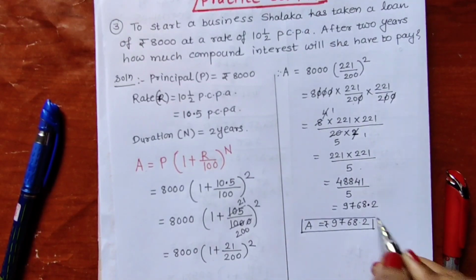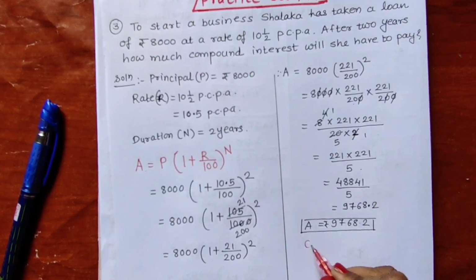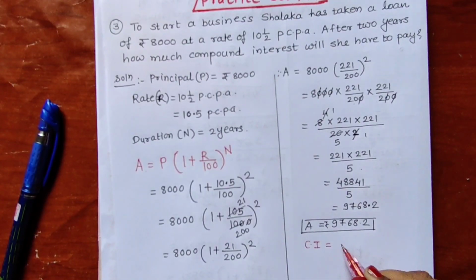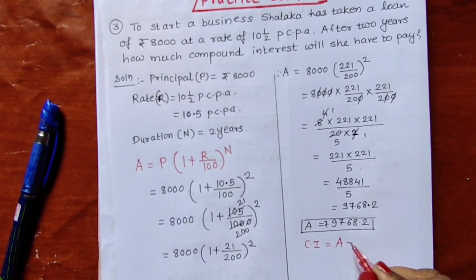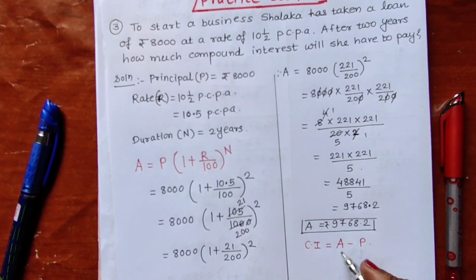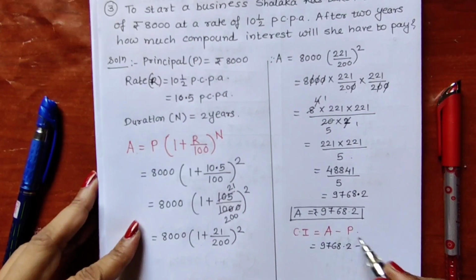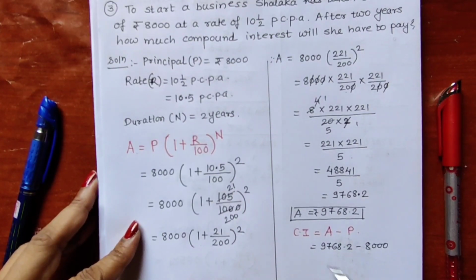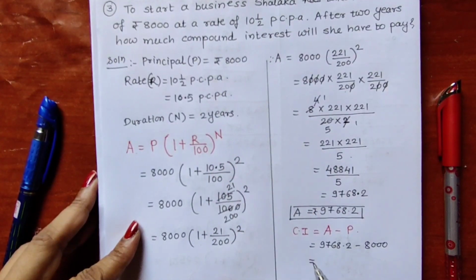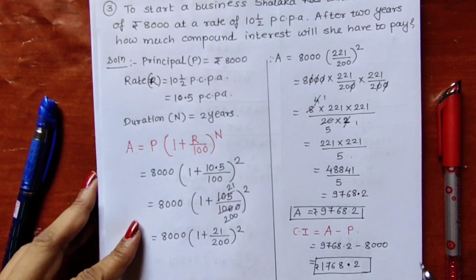Okay. Now we have to find out the compound interest. We all know the formula for compound interest. So write compound interest, or only interest we can write, is equal to amount minus principal. So the amount we just now got, 9768.2, minus principal 8000. So now 0.2 as it is I am going to write, and then 9 minus 8 is 1. So 1768 rupees is the compound interest she has to pay.